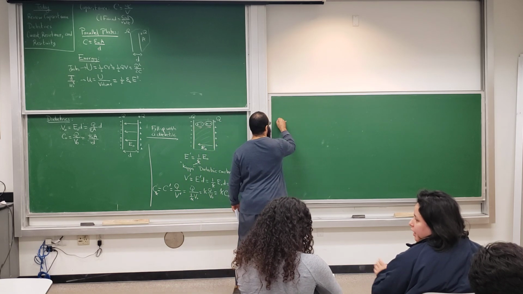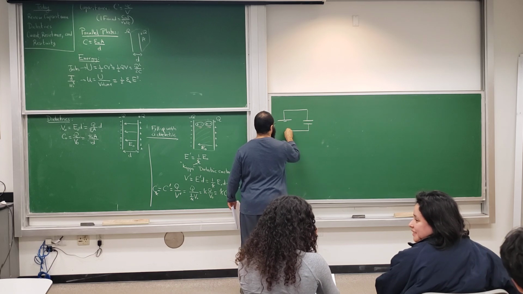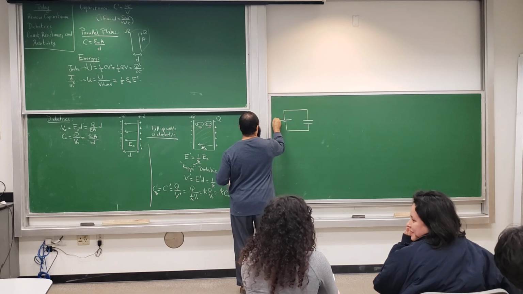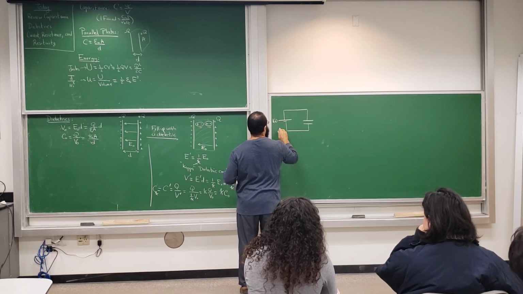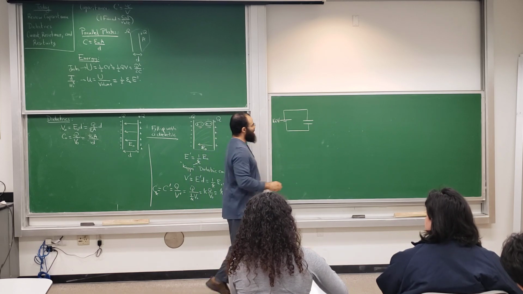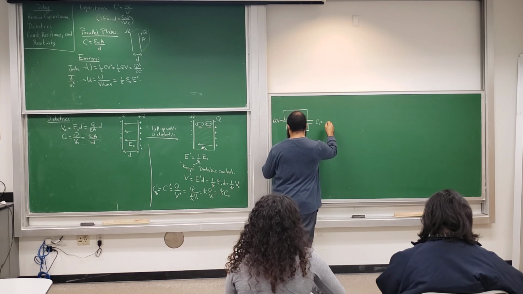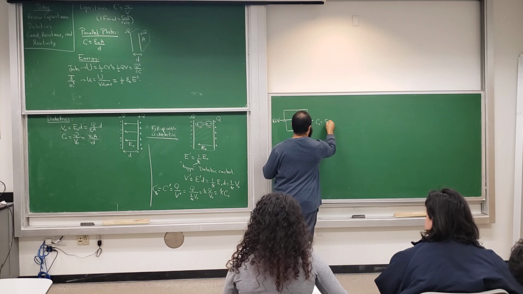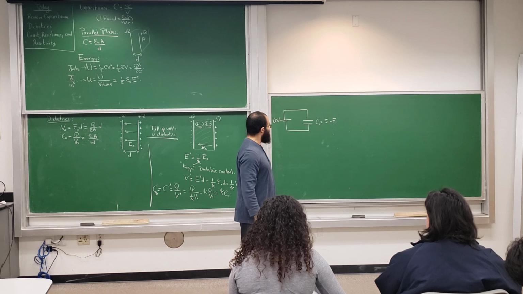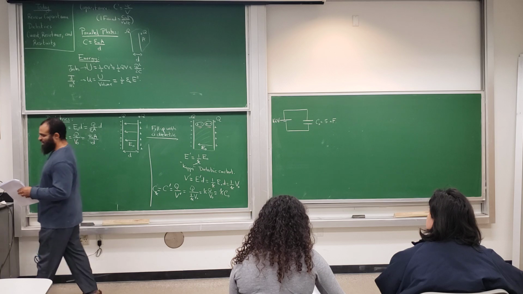Here's a battery, and here's a capacitor. The battery is 160 volts. The capacitor, let's call it C naught, is 5 nanofarads. That's 5 times 10 to the minus 9 farads. It is connected to the battery.